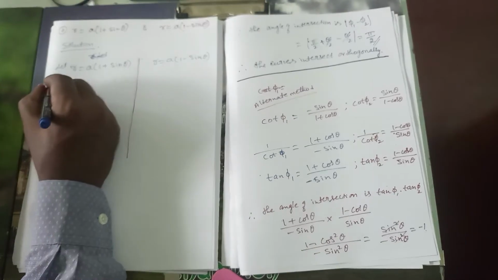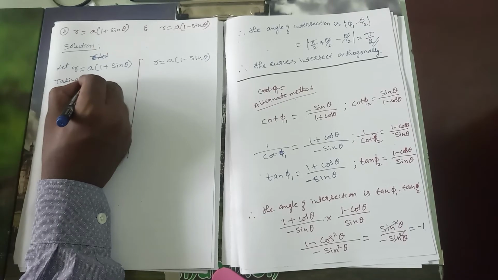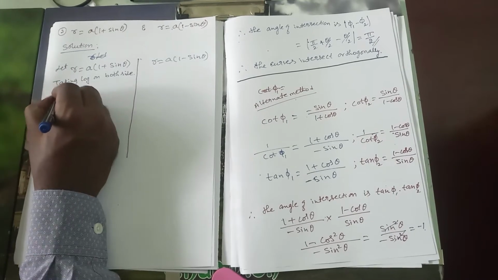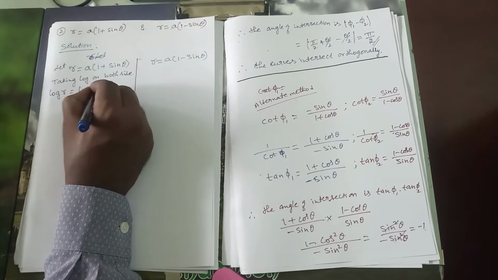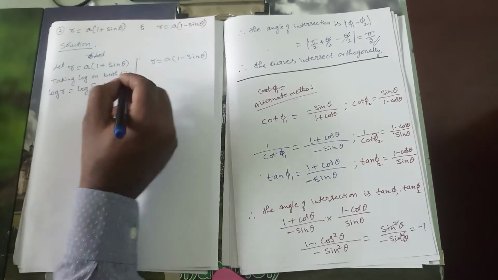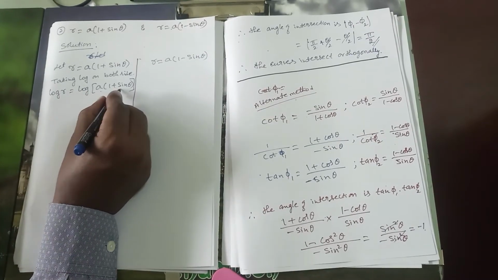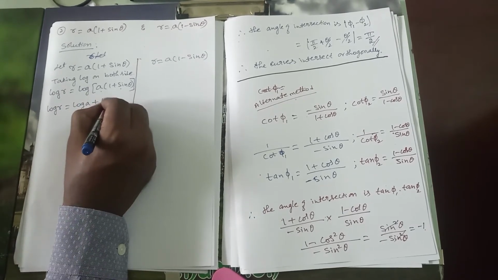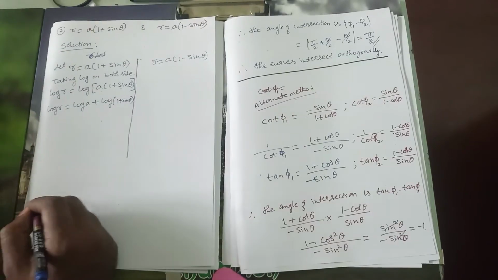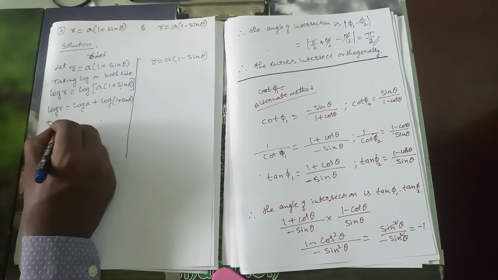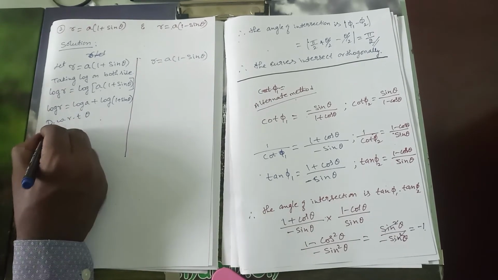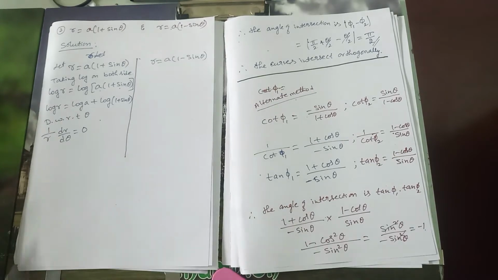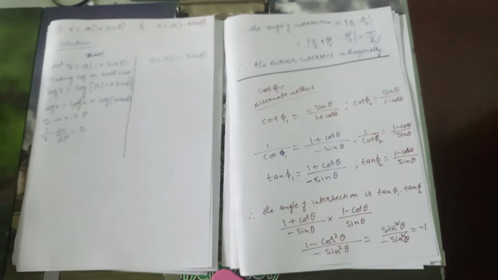What do you get here? Taking log on both sides, log R equals log of A into 1 plus sin theta. Here the log of a product formula applies, so log R equals log A plus log of 1 plus sin theta. Differentiate with respect to theta. So 1 by r into dr by d theta equals; this is a constant term, so differentiating it we get 0.